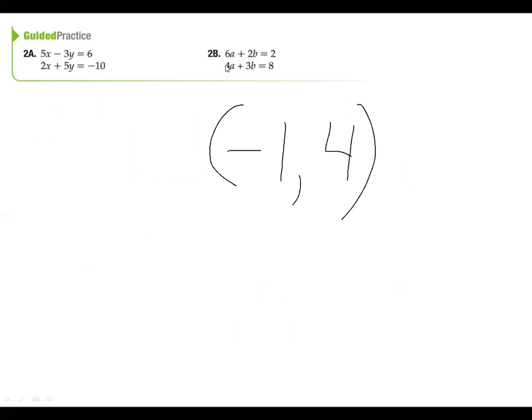But the least common multiple of 6 and 4 is not 24, it's actually 12. Now, it doesn't matter if you get them both to be 12 and negative 12 or 24 and negative 24. But often it's easier to work with smaller numbers. Okay? And if you eliminated the b's, you'd probably get 6 and negative 6 if you did it that way.